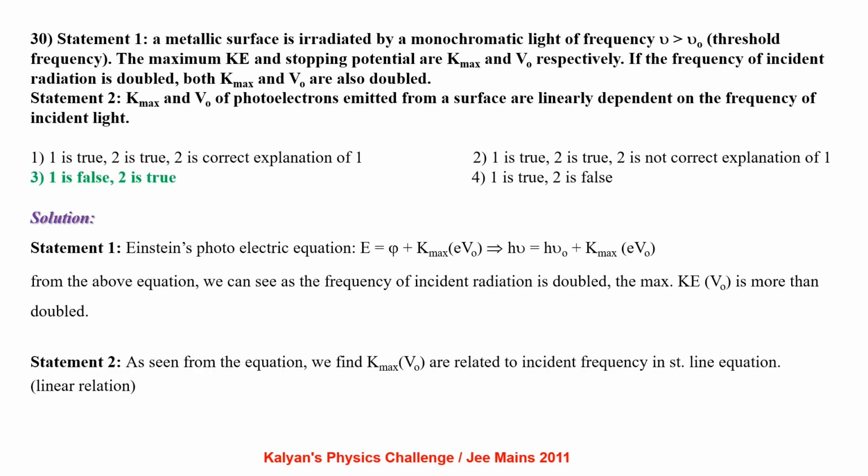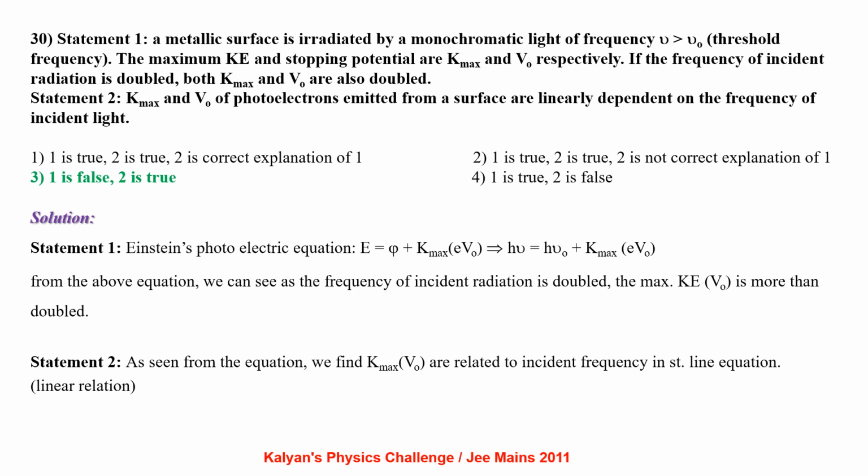Statement 1. A metallic surface is irradiated by monochromatic light of frequency nu, that is greater than nu naught. The maximum kinetic energy and stopping potential are Kmax and V naught. If the frequency of incident radiation is doubled, both Kmax and V naught are also doubled. Statement 2. Kmax and V naught of the photoelectrons emitted from the surface are linearly dependent on the frequency of incident light. Let us see Einstein's photoelectric equation E equal to phi plus Kmax, that also can be written as EV naught. In terms of frequency, h nu equal to h nu naught plus Kmax.